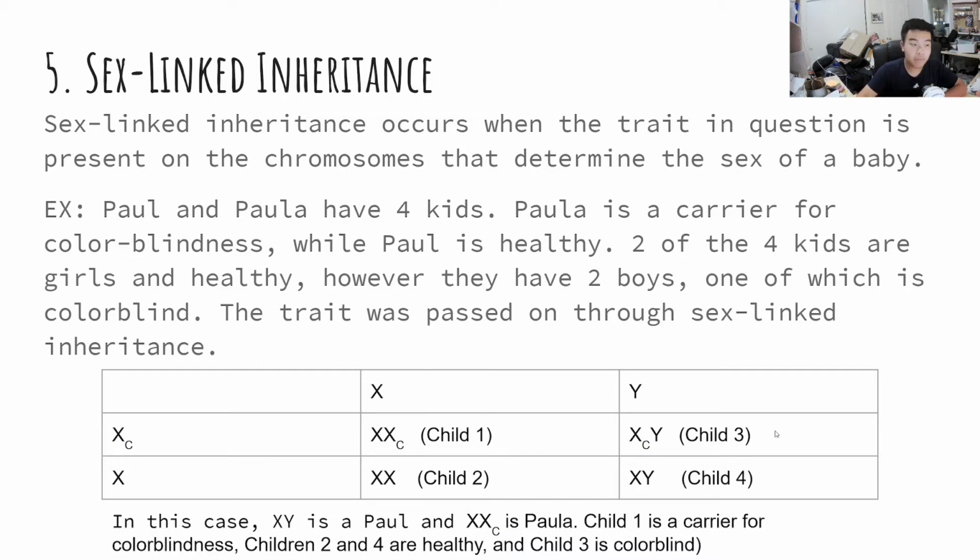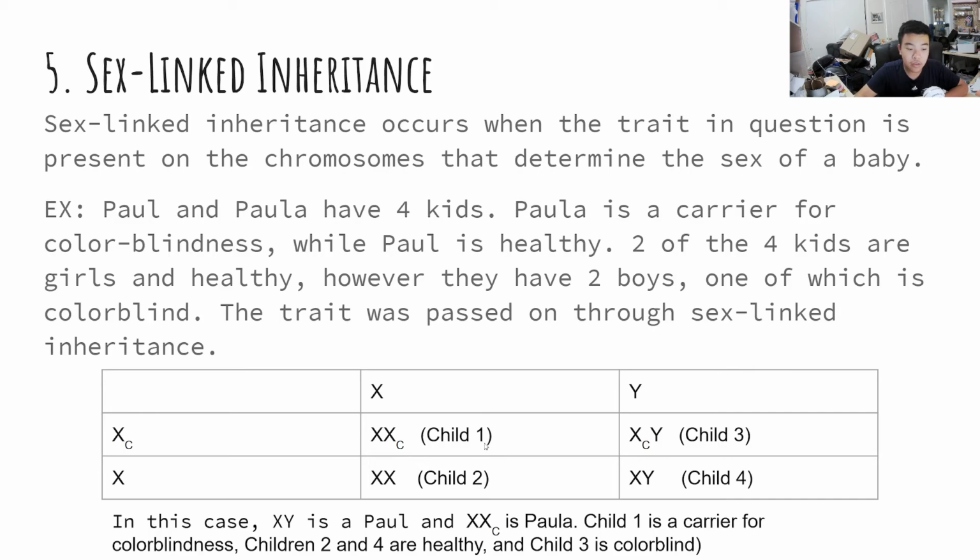Through this, what happens is the trait for colorblindness is located on the X chromosome. Girls have 2 X chromosomes, while males have 1 X chromosome and 1 Y chromosome. In this case, XY is Paul and XXC is Paula. Child 1 is a carrier for colorblindness because colorblindness is a recessive trait, and so she's a carrier. Child 2 is healthy, and child 4 is also healthy. Child 4 is a male, child 2 is a female.